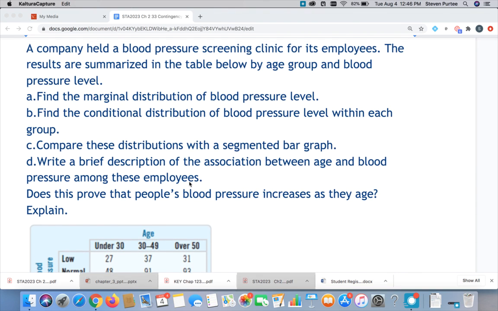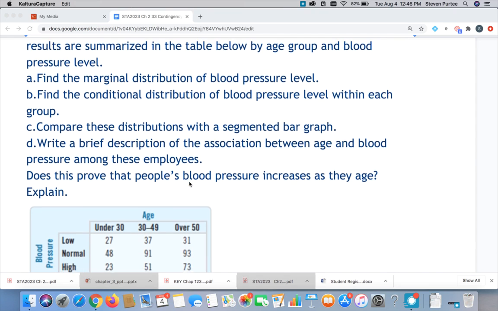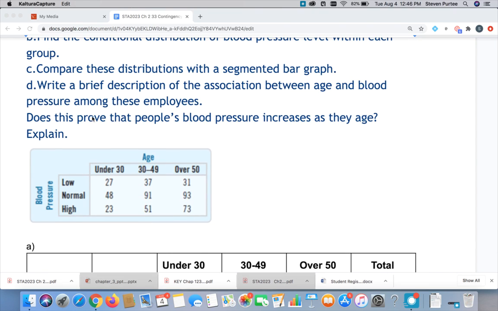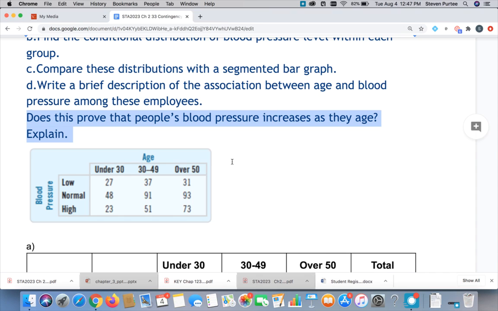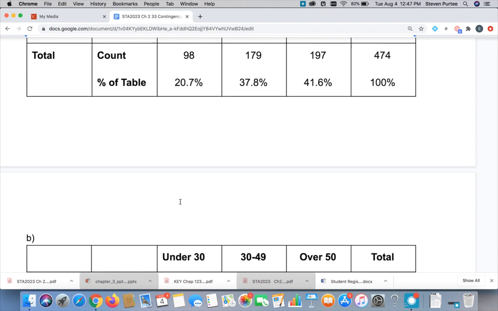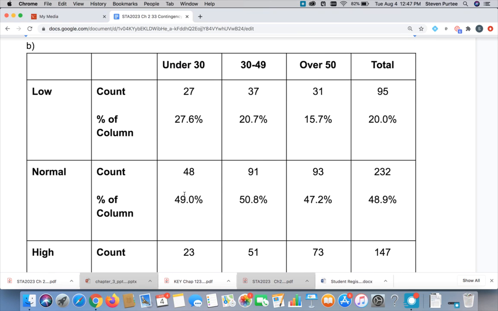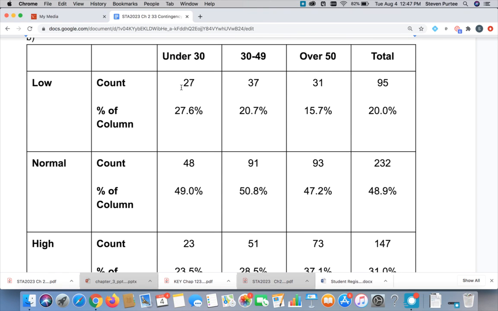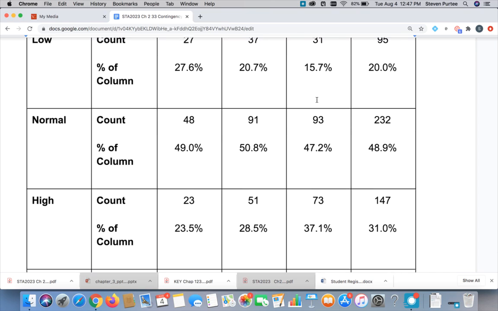Okay, then question D says, write a description of the association between age and blood pressure. So we want to know, do we see some kind of pattern? Can we make predictions? Can we prove that people's blood pressure will increase as they age? Remember, we can't look at whole numbers here because not all the groups were the same size. So we want to look at percentages. So we could see here, in the under 30, roughly a third of them, or over a quarter, 27% had low. Only 15% of the over 50s had low blood pressure.